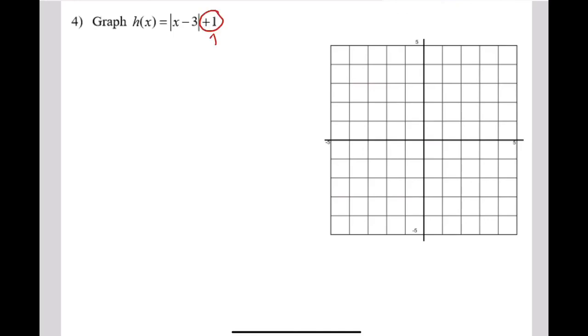And what does that tell us? Now the plus 1 is outside of the grouping. It's outside of the absolute value. So that represents a vertical shift. So what does that tell us? We're going to go up 1. So we're going to go up 1 right there.